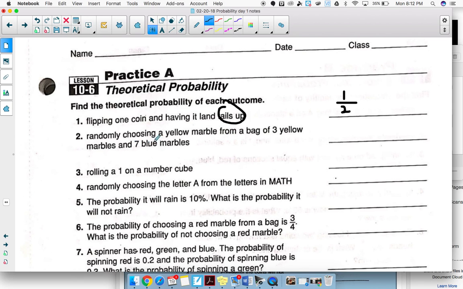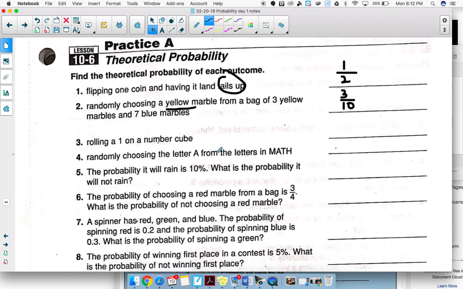Number 2, choosing a yellow marble from a bag of 3 yellow marbles and 7 blue marbles. So again, you got to go total first. In total, 3 plus 7, you got 10 marbles. How many of them are yellow? 3 out of the 10. So it's always part out of total.